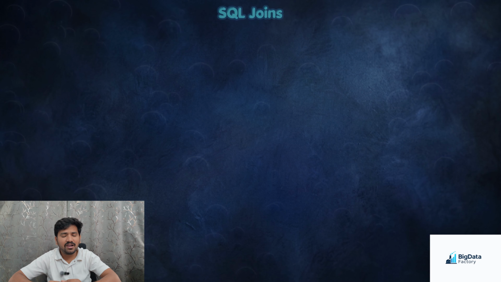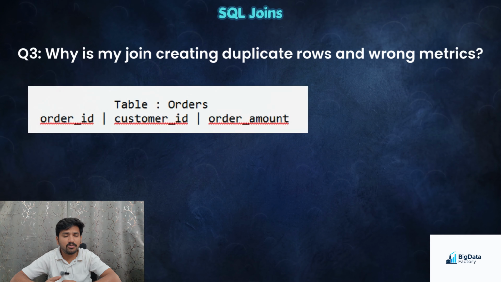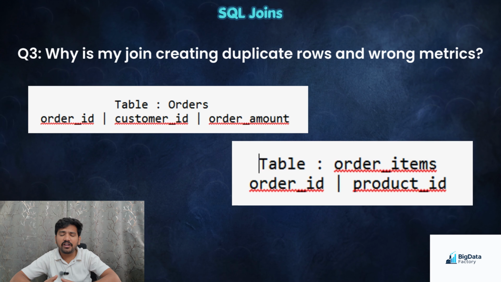This one is extremely important for data engineers. Question 3. Why is my join creating duplicate rows and wrong metrics? Let's say we have two tables. First table, orders. It contains order ID, customer ID, and order amount. Second table, order items. It contains order ID and product ID.